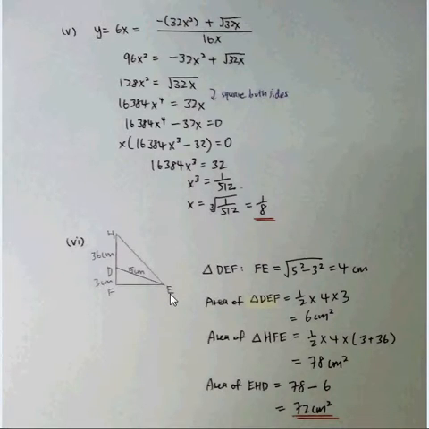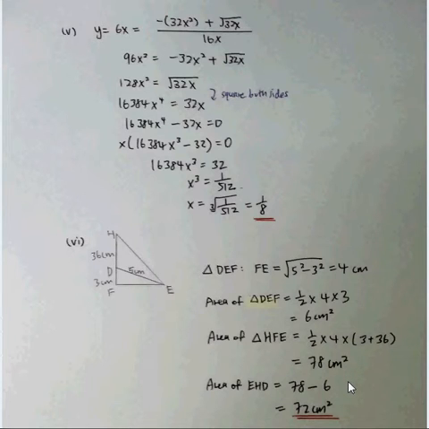Over here in this diagram, first we consider triangle DEF. Using the Pythagoras theorem, we can find FE equals 4 cm. Then we find the area of this triangle, half times base times height, to get 6 cm squared. Next, we find the area of triangle HFE, which is the big triangle here. We have half times 4 times 3 plus 36 to get 78 cm squared.